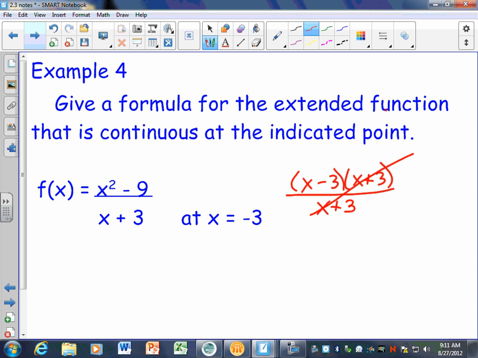Find the extended function that's continuous at the indicated point. Well, the extended function would just be what's left over. It's just x minus 3. This is an example of a hole in your graph. If you had this function and you graphed it on your calculator, it's going to look just like a linear function, but at -3, there would be a hole in the graph. This would be an example of a removable discontinuity because we could fix it with just that one dot. Okay, so I just want to show you that directions. We'll start with the intermediate value theorem tomorrow.